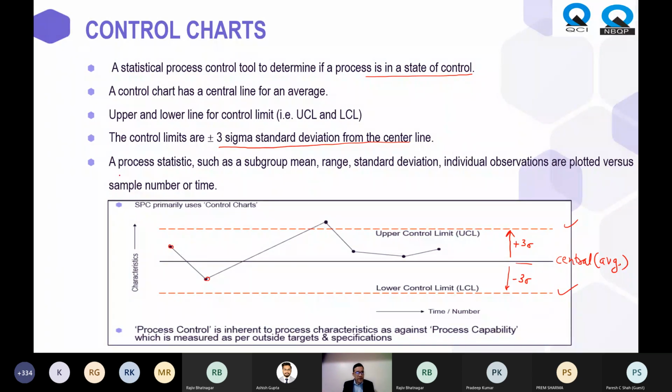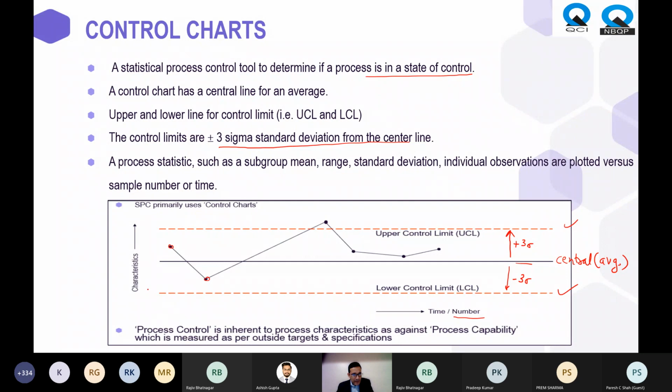And the last point is that process statistics such as subgroup mean, range, standard deviation, and individual observations are plotted versus sample number or time. Here, on the x-axis, we usually put time, like 11 o'clock we captured the data, now 12 o'clock, or maybe shift 1, shift 2, date, day. Or it could be a number. I'm in a milk factory and I have captured 10 pieces of milk, or 20 pieces of milk packets, 50 pieces, 100 pieces. These will all be part of my x-axis. So we have to decide accordingly what my requirement is.